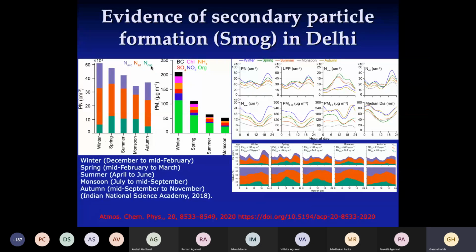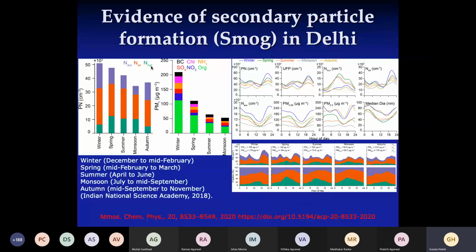Here, I do not want to explain each of them, but just focus on the right-hand side bottom graph. Can you see that in monsoon the particle mass concentration is low, PM 2.5 and PM 0.5 are low, but the green color is significant compared to winter? Can you see the green color? The green color area is significant compared to winter.